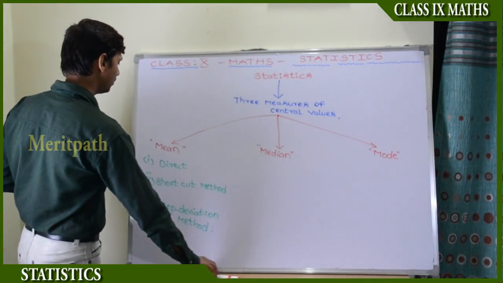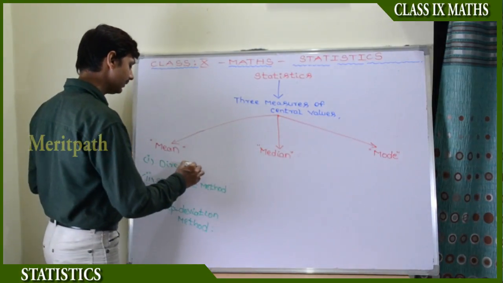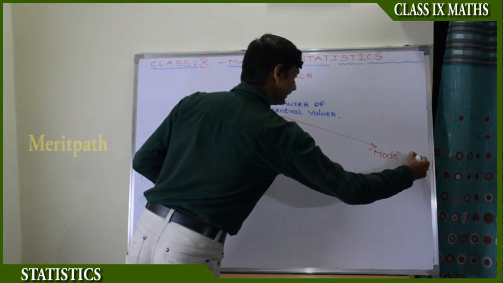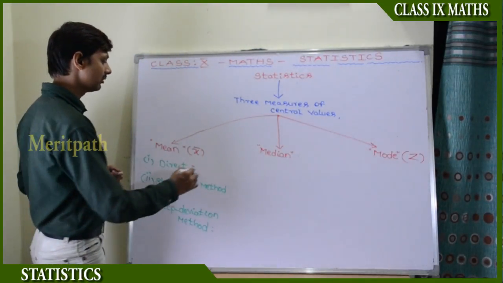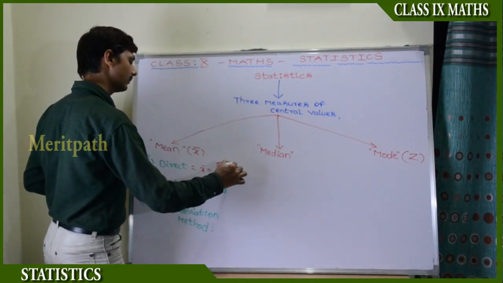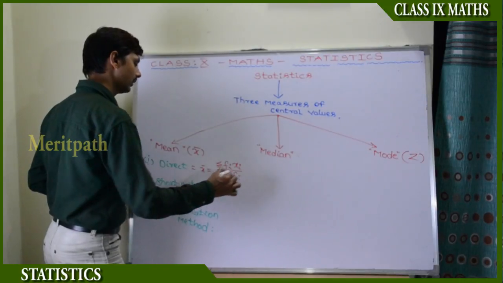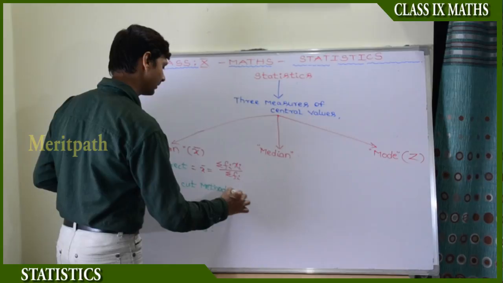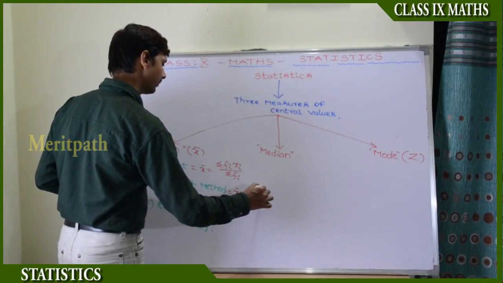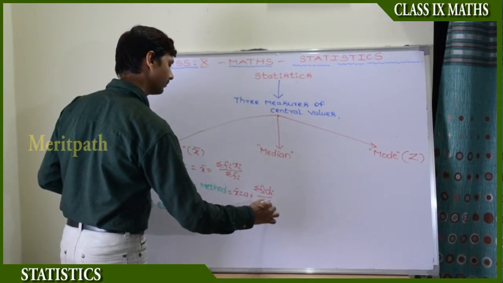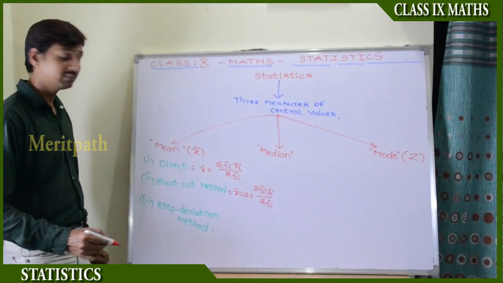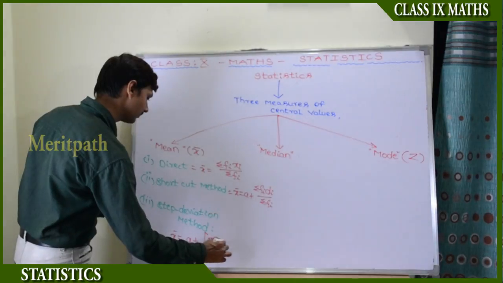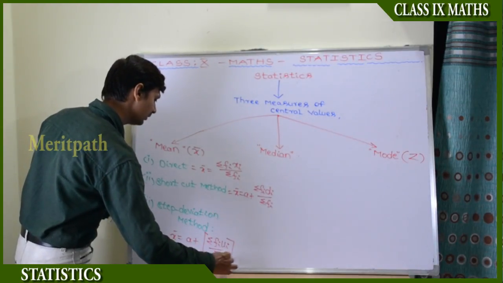So let's see. The mean is represented by x bar, we know that, and for median we don't have any representation. Mode is represented by capital Z. So here the mean x bar is equal to sigma fi xi by sigma fi. This is the mean in the direct method. In the shortcut method, the mean x bar is equal to a plus sigma fi di by sigma fi. And let's see the formula for the step deviation method. X bar is equal to a plus, in brackets, sigma fi ui by sigma fi, into h.